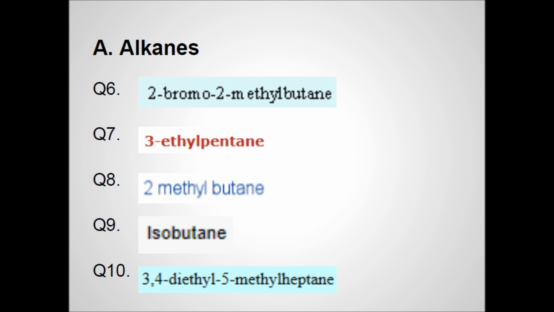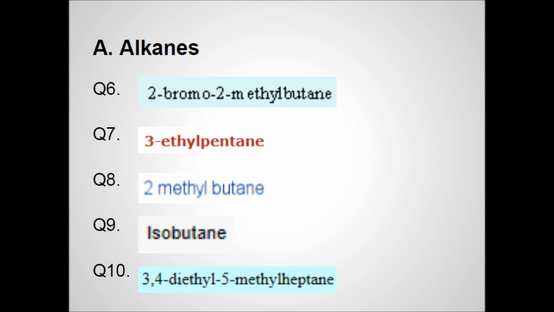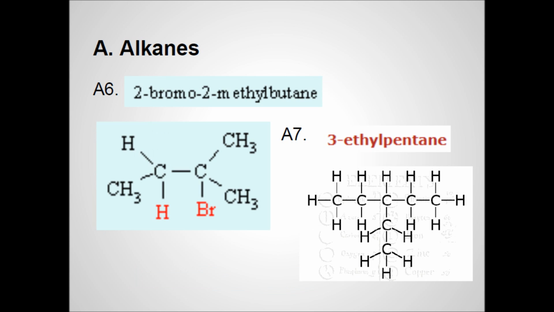In question number 6, it says 2-bromo-2-methylbutane. First, you can draw the parent line, butane. Then connect 1 bromide on the second line and 1 carbon on the other side. In question number 7, draw the pentane, which is 5 single-bonded carbons, and add the ethyl, which is 2 branched carbons on the third parent line.